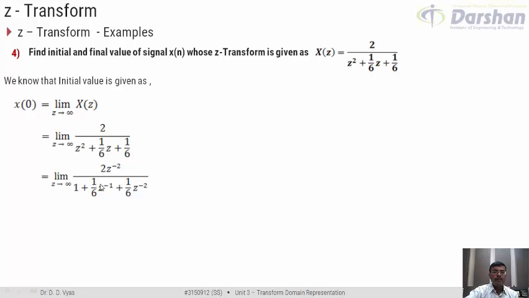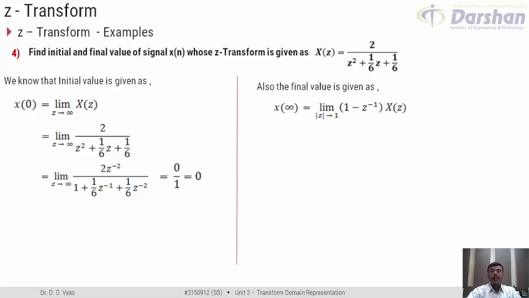This would give me 1 plus 1 by 6 z inverse plus 1 by 6 z raised to power minus 2. In the numerator also I would get z raised to power minus 2. Now if I put limit z tends to infinity, this term would become 0, this term would become 0, this term would become 0. So primarily you would have 0 by 1, which is nothing but 0. So the initial value of the discrete time signal x of n is 0.